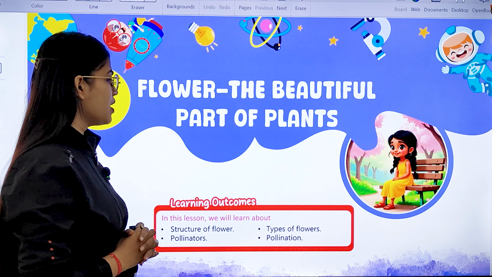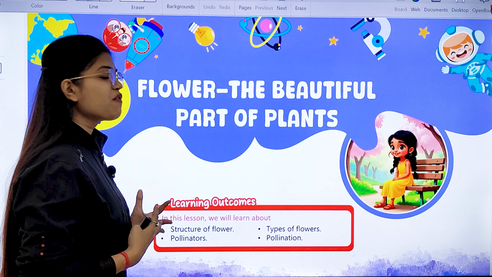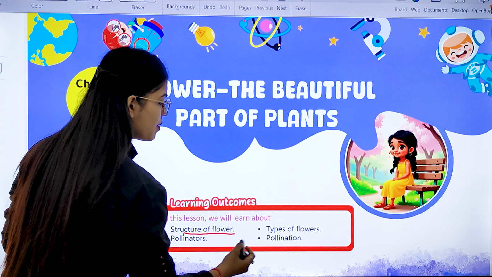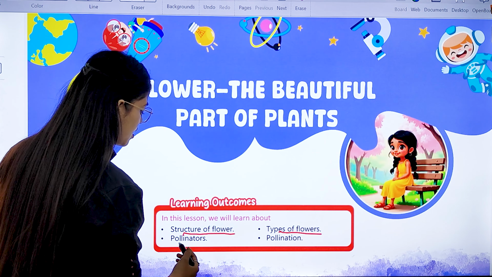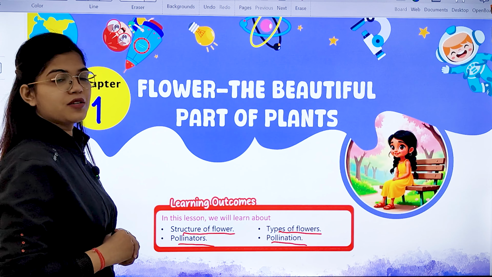So let's start the topic. The topics which we are going to cover in this session are the structure of flower, types of flowers, pollinators, and also the concept of pollination.